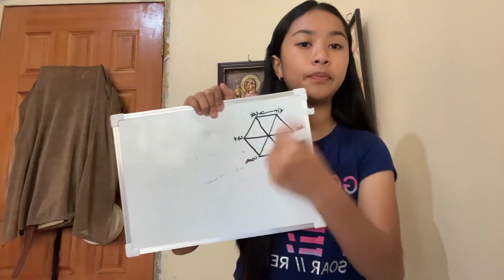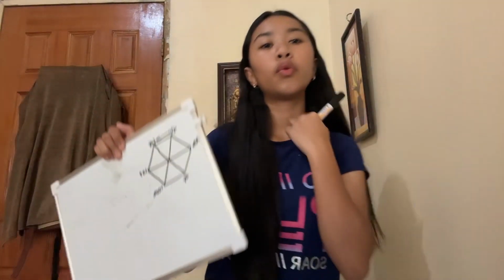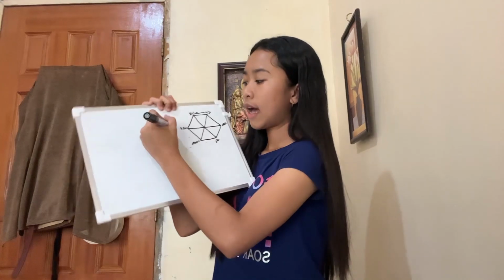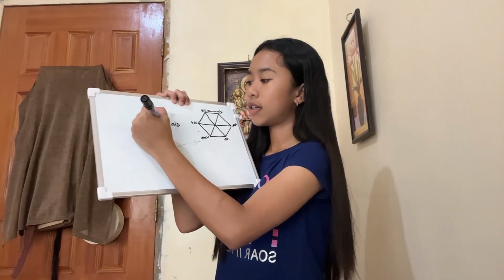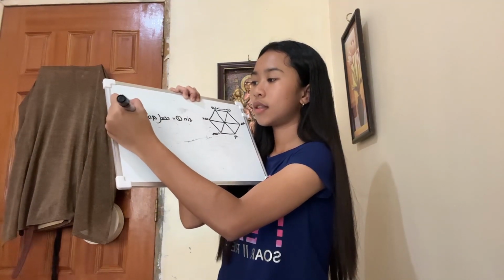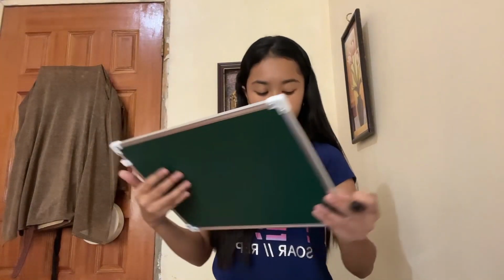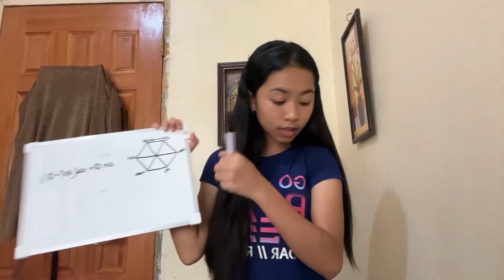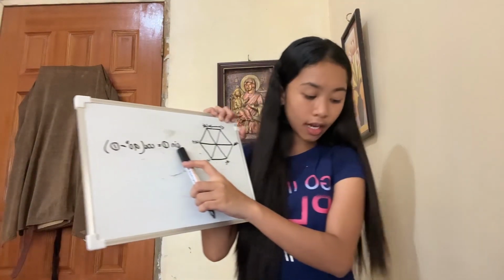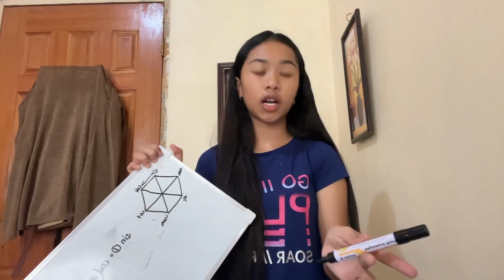So here I have my super hexagon, and I draw a horizontal arrow which we can derive into identities. So I'm going to write: sine theta is equal to cosine of 90 degrees minus theta. So this is the first identity that we have. So the horizontal arrow is the sine of an angle is equal to the cosine of the complementary angle.